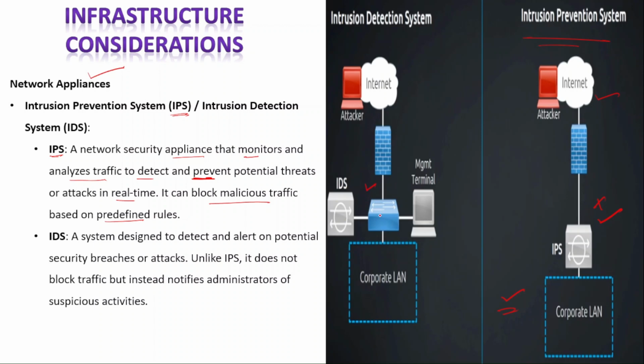It only receives a copy of the traffic. Only a copy of this traffic is sent to the IDS, as opposed to the IPS, where traffic directly passes to the IPS. So the IDS is a system designed to detect and alert on potential security breaches or attacks. Unlike IPS, it does not block traffic but instead notifies the administrator of suspicious activities.